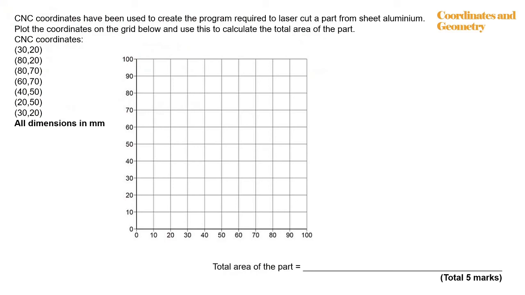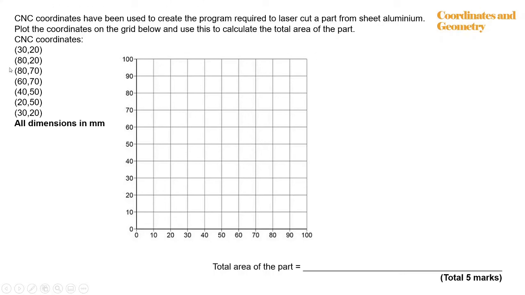Okay, so now we're going to do something a little bit different. This is coordinates and geometry. They like these sort of questions with things like anthropometrics and ergonomics and that type of thing. There are a few laser cutting questions and this sort of thing. So CNC coordinates have been used to create the program required to laser cut a part from sheet aluminium. Technically speaking, you won't be using a laser cutter for sheet aluminium, but we'll gloss over that a little bit. Plot the coordinates on the grid below and use them to calculate the total area of the part.